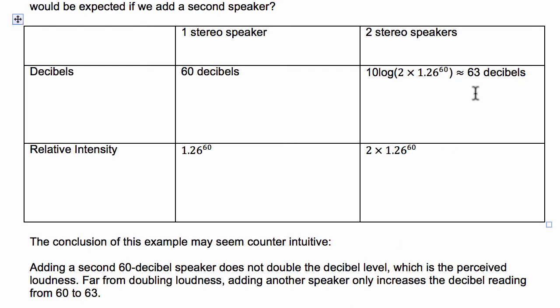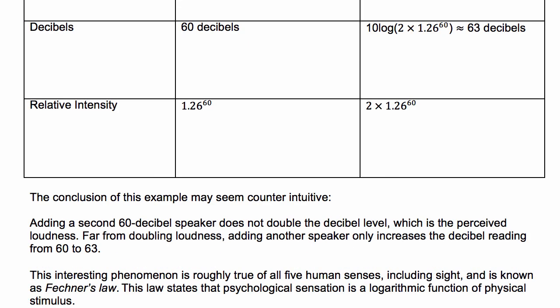This result may seem counterintuitive. Adding a second 60 decibel speaker does not double the decibel level, which is the perceived loudness. Far from doubling the loudness, adding another speaker only increases the decibel reading from 60 to 63. This interesting phenomenon is roughly true of all 5 human senses, including sight, and is known as Fechner's law. The law states that psychological sensation is a logarithmic function of physical stimulus.